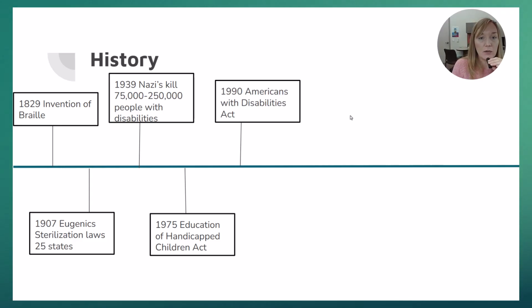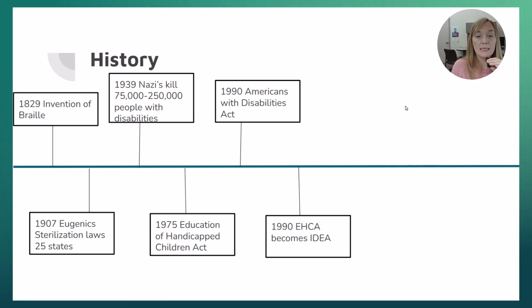In 1990, we had the Americans with Disabilities Act. So looking at making sure that people with disabilities could have access to environments in the community, right? Making sure there were ramps and access and ability for people to get up and down and elevators and all of those pieces. And then in 1990, we also had a transition from the Education of Handicapped Children Act, and it became IDEA, which is the Individuals with Disabilities Education Act. So we saw a transformation there.